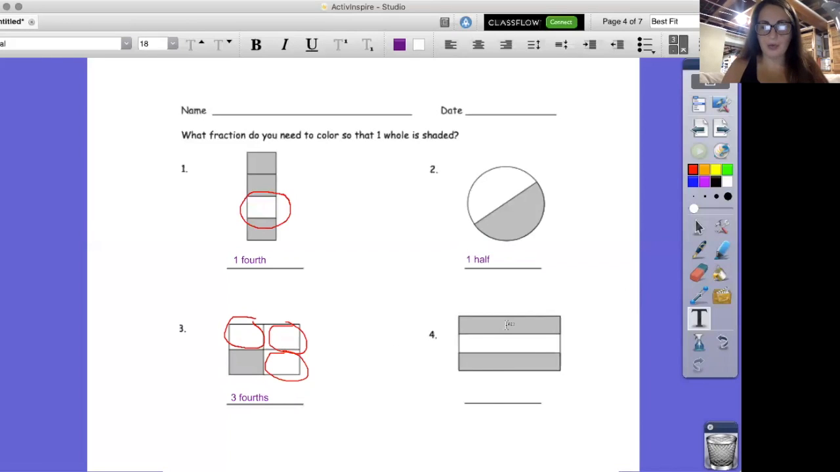Let's try our last one with our rectangle. So I see 1, 2, 3 parts, and I see that 2 are shaded. So I need to color in 1/3 to make it one whole.